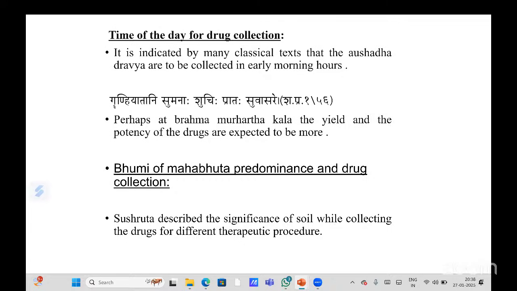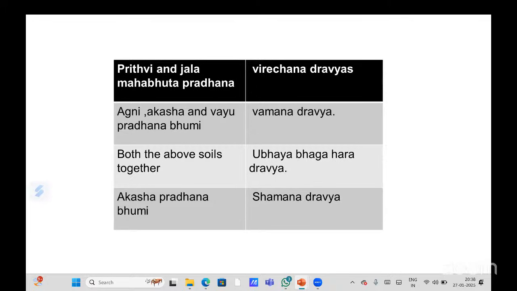Susruta described the significance of soil while collecting the drugs for the different therapeutic procedures. For Virechana Dravyas, there should be Prithvi and Jala Mahabhuta Pradhana Bhumi. In a similar way, for Vamana Dravyas, Agni, Akasha and Vayu Pradhana Bhumi. For both soils together, Ubhaya Bhagahara Dravyas. The Akasha Pradhana Bhumi is for the Shamana Aushadhi Dravyas.